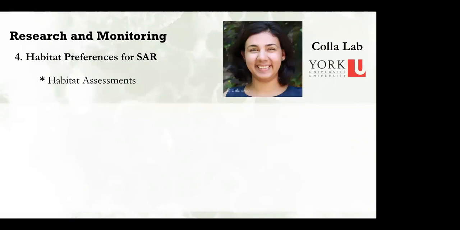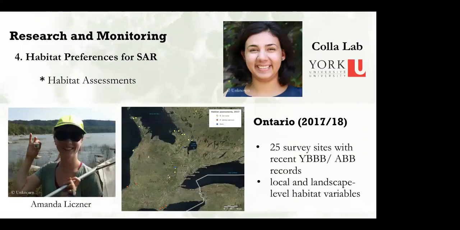and certainly so for certain bumblebee species. So to tackle this knowledge gap, in 2017, we partnered with the Sheila Cola's lab at York University, and we started to develop a targeted research program in Ontario. So PhD student Amanda Lixner has now done habitat assessments at 25 sites where the yellow-banded bumblebee and or the American bumblebee, which are two species at risk in Ontario, have been recently recorded.